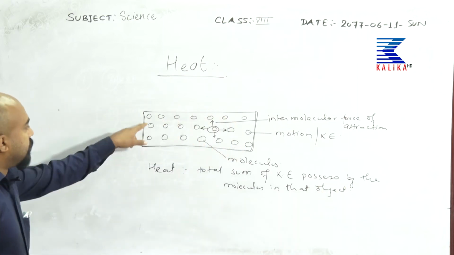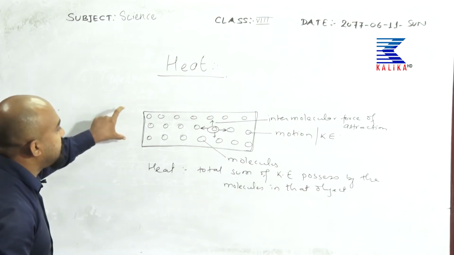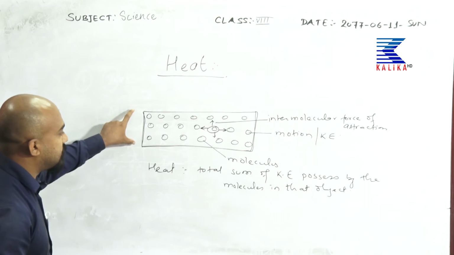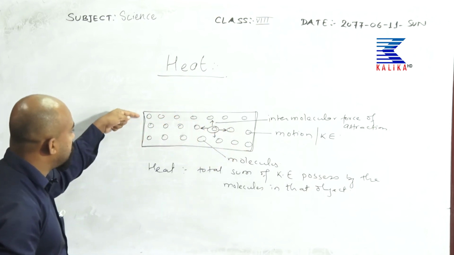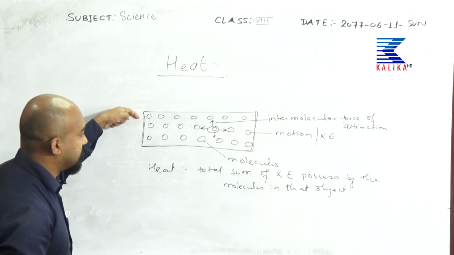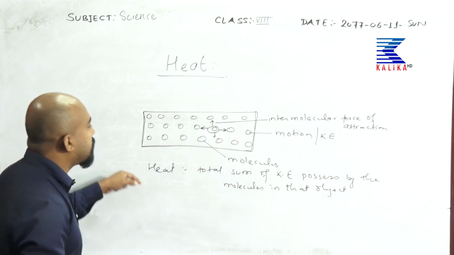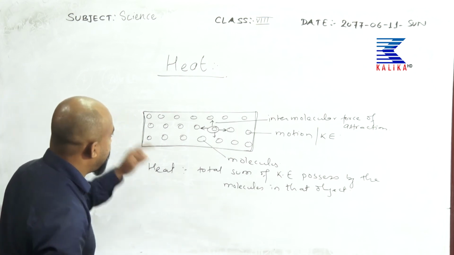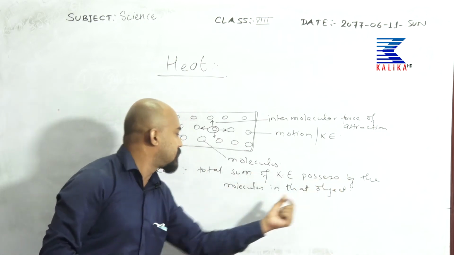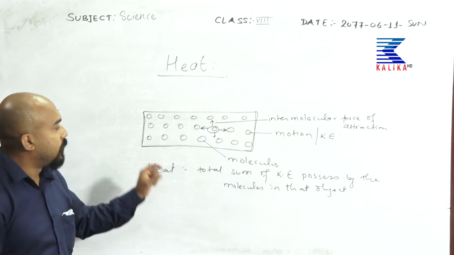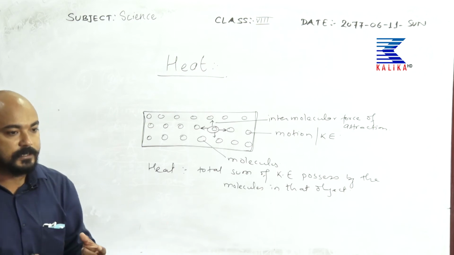Like, the total kinetic energy: this is an example of any type of substance, and this substance is made from, or possesses, these types of molecules. These molecules are in a state of motion, that means they possess kinetic energy, and heat at the molecular level can be defined as the total sum of kinetic energy possessed by the molecules. The larger the number of molecules, the more will be the heat energy in that object.